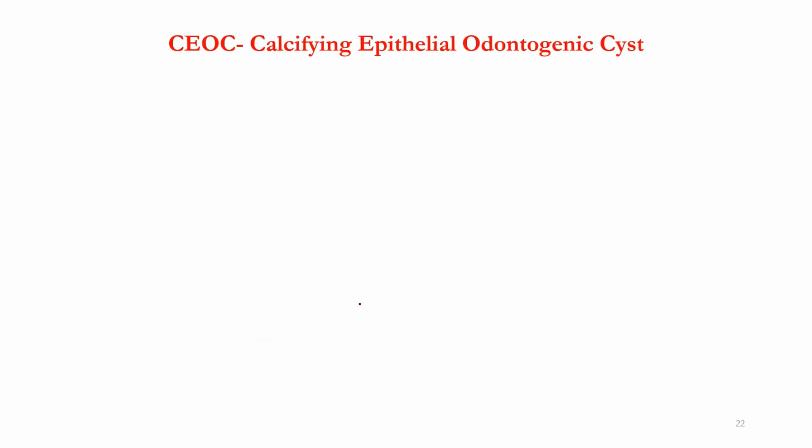The last cyst we are going to discuss today is calcifying epithelial odontogenic cyst. So, the name itself says that it is of epithelial origin, it is an odontogenic cyst, and shows calcifications. This was described by Gorlin and his associates, and that's why it is also called as Gorlin cyst.